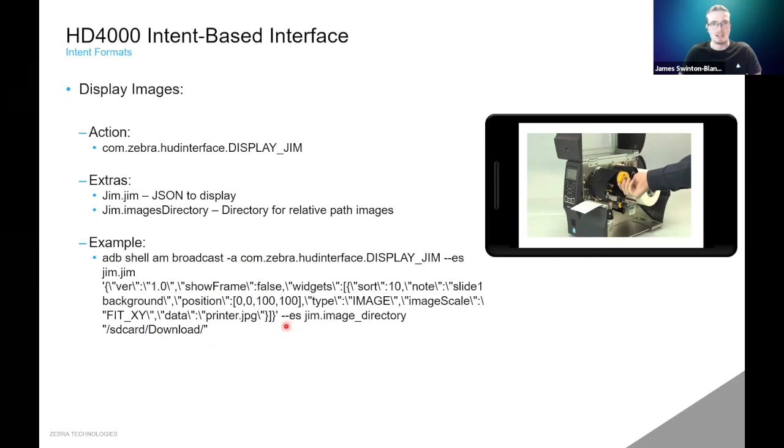So you can see here I have the second string extra GIM image directory as SD card download, which is the prefix to this data here inside the GIM itself, which is printer.jpg. So by sending this ADB command, I will send this JSON to the HD4000, and the SDK will look for printer.jpg under SD card download.